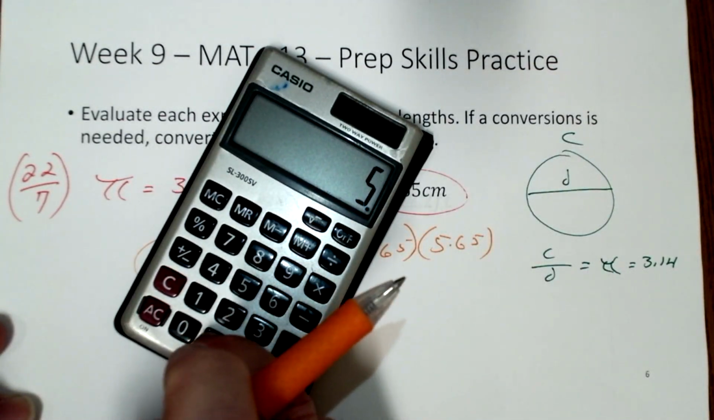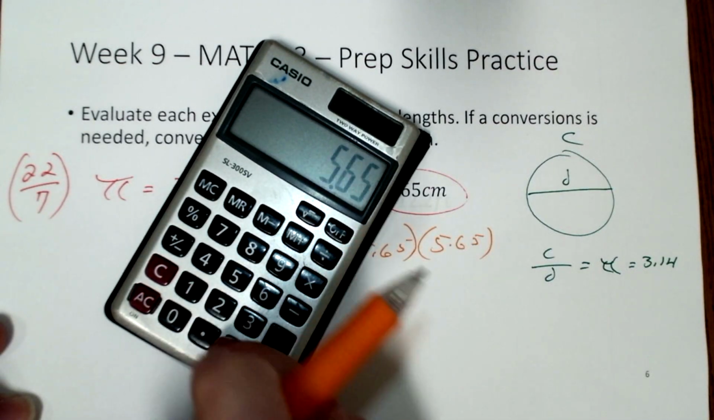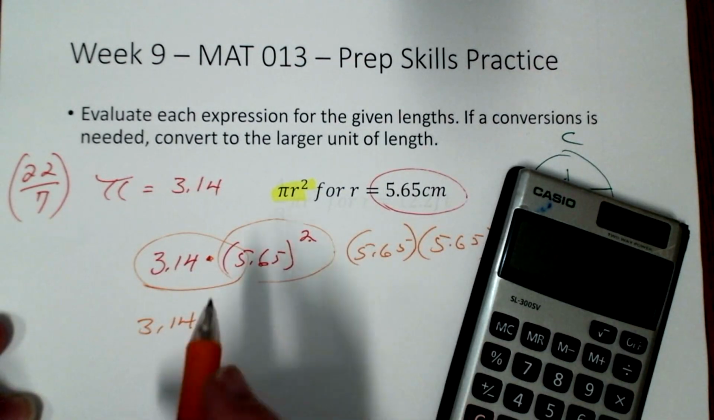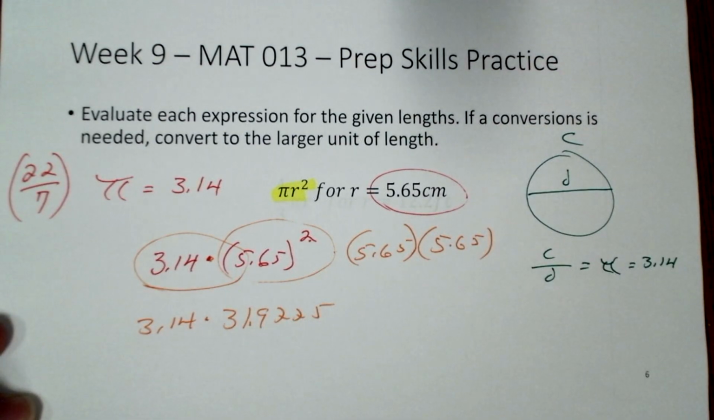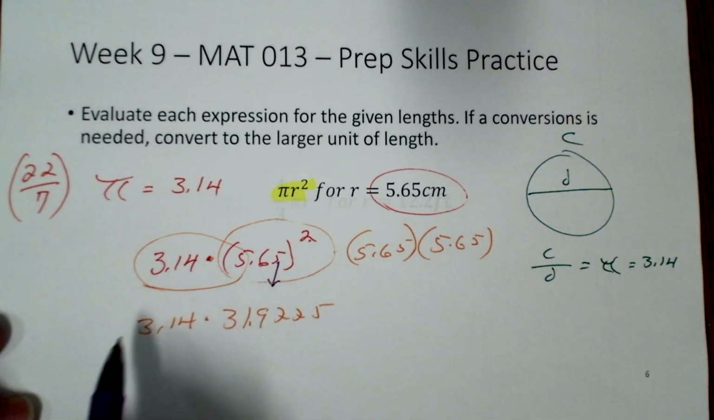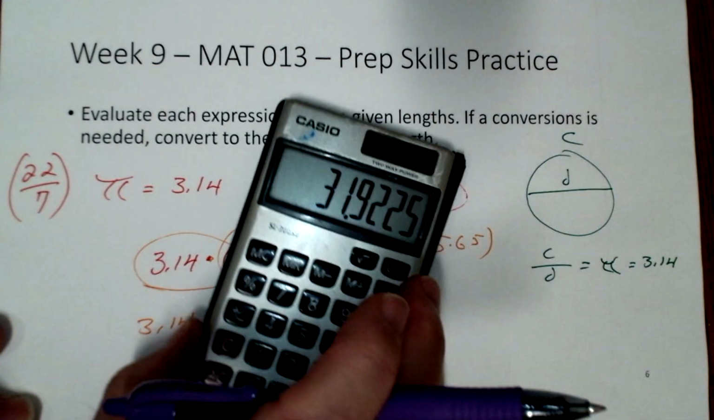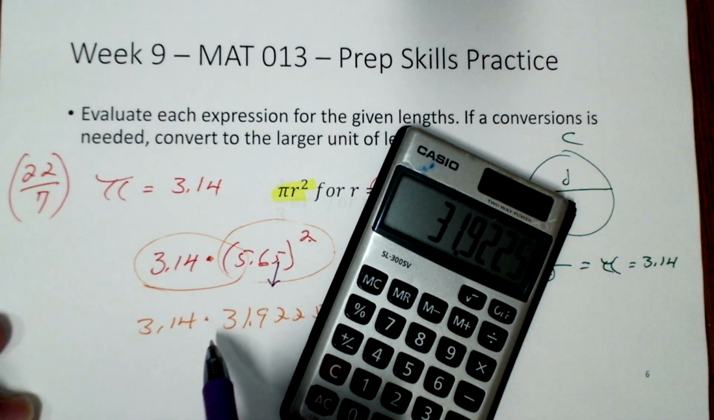5.65 times 5.65. So we just squared it, and there's our answer, 31.9225. So we did that part of the magic. We squared that number. We're left with multiplication, so we're going to multiply these two numbers. I'll just leave that one in the calculator because remember, the order we multiply in doesn't matter.